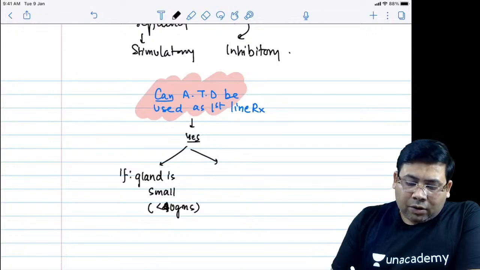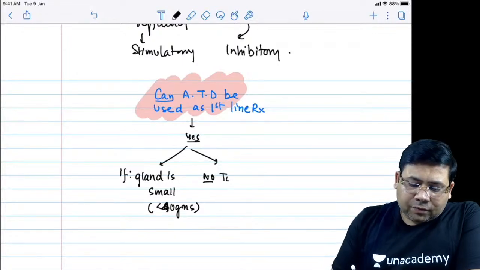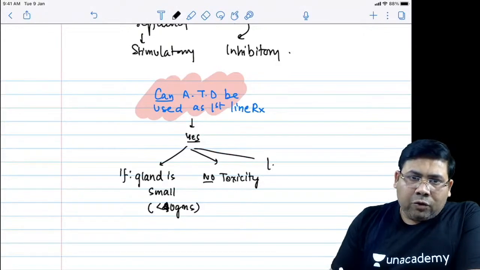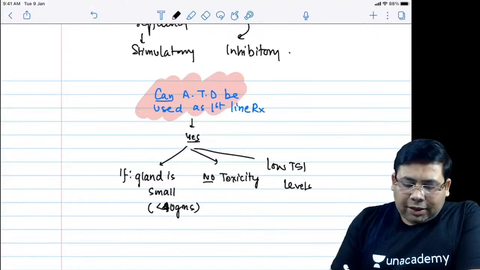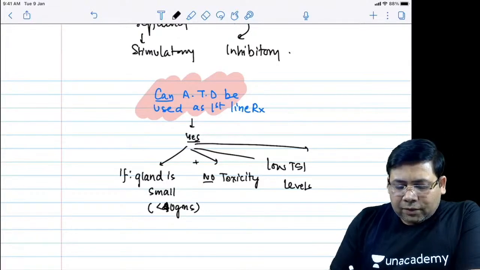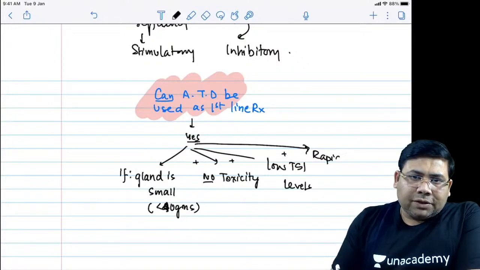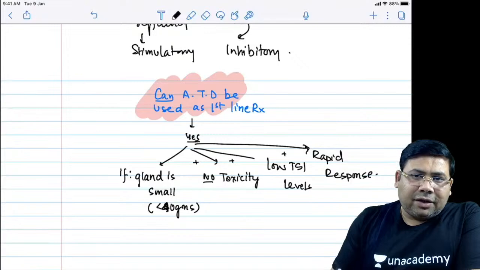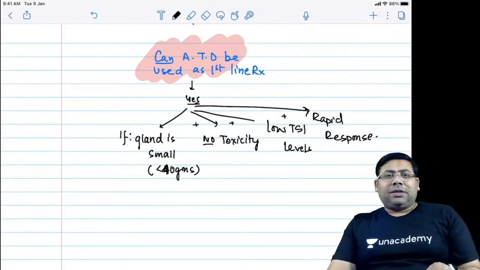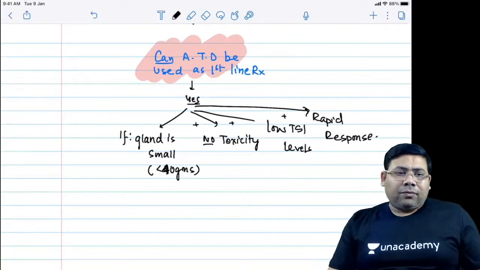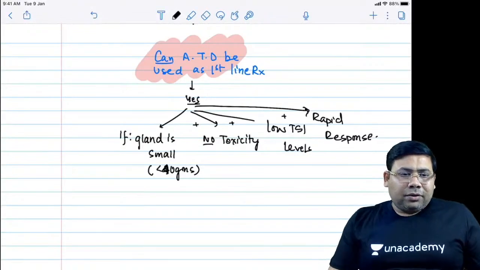Second is, no toxicity, no life-threatening features, low TSI levels, and along with that, a rapid response. If these features are present, yes, you can go for it. Are you getting this or no? Yeah, this is what. Very good, Krish. Very good.